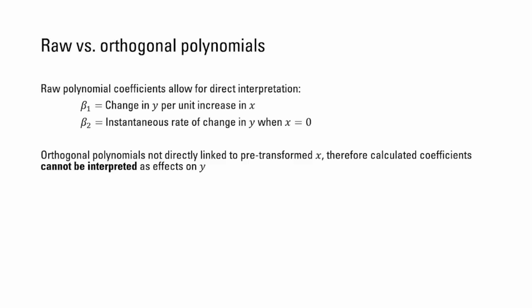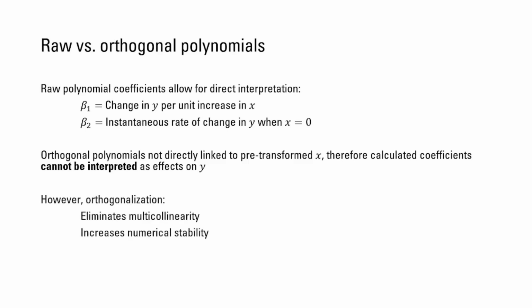Moreover, as well as the discussed advantages of the elimination of multicollinearity and increased numerical stability, the use of orthogonal polynomials facilitates the partitioning of variance captured among the various transformed predictors, and this is where we will pick up from next time.